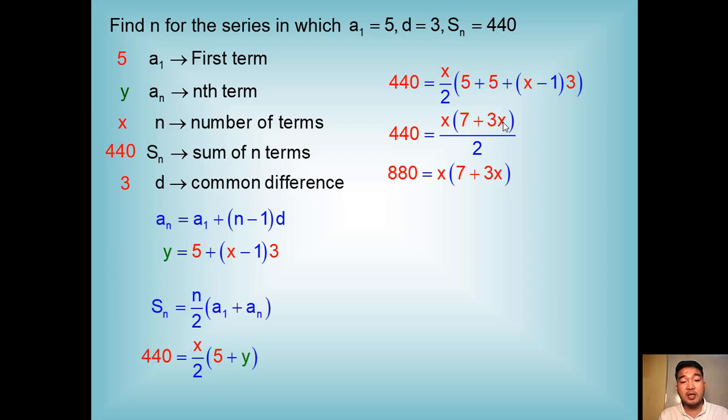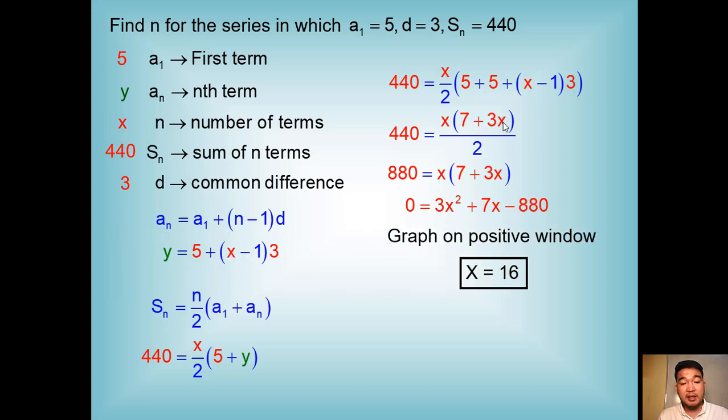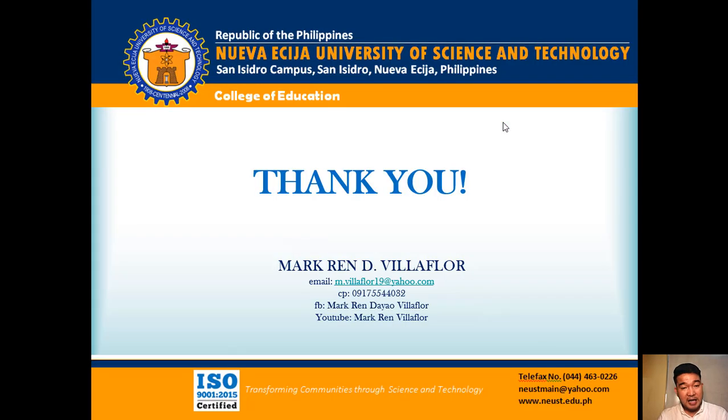So you will have 880 equals x times the quantity 7 plus 3x. We eliminate the 2 by multiplying the whole equation by 2. So you will have this quadratic equation: 0 equals 3x squared plus 7x minus 880. You solve for x and get the positive one. So x is equal to 16. One of the solutions of that quadratic equation is 16, the positive one, and that is the value of x.